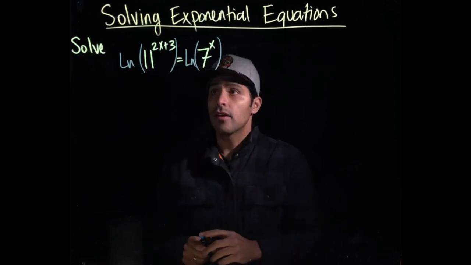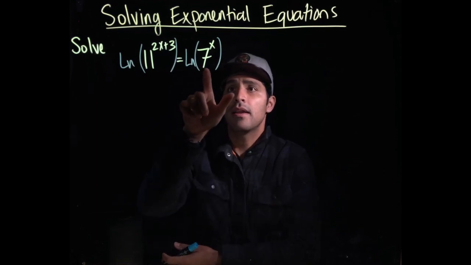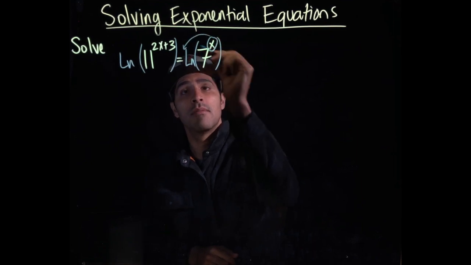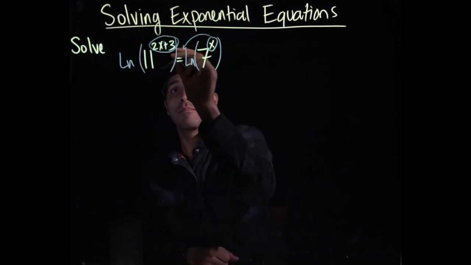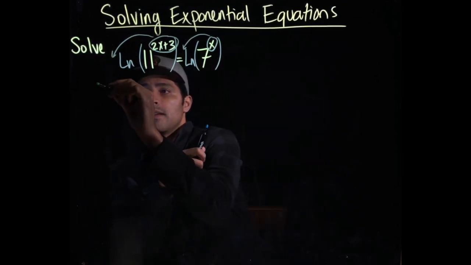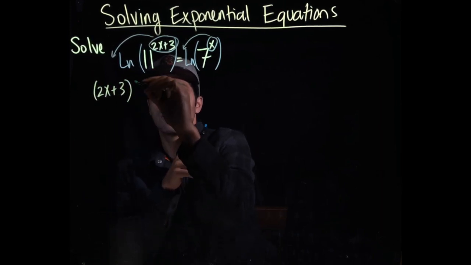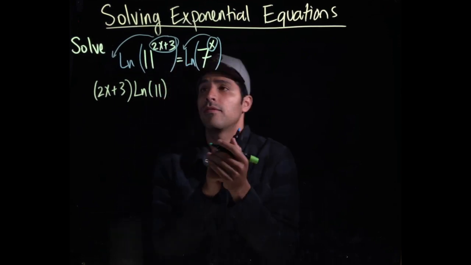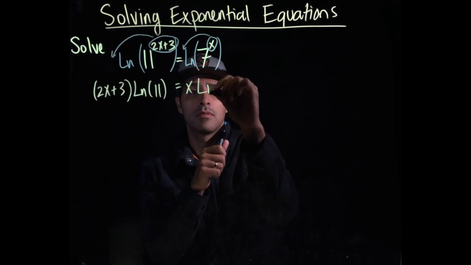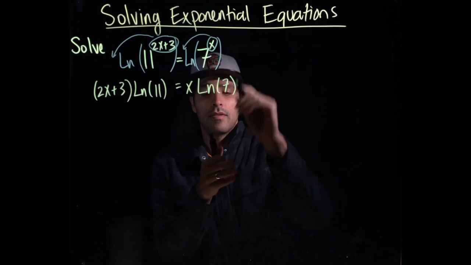And from here, now we're going to be able to apply the power rule, because we have, for example, ln of 7 to the x. Now I'm going to be able to drop down the x and multiply it, and drop down this power and multiply it here. Remember the power rule, the exponent will now be multiplying with the natural log of the base that you originally had. And then here, this exponent is going to multiply with the natural log of 7.